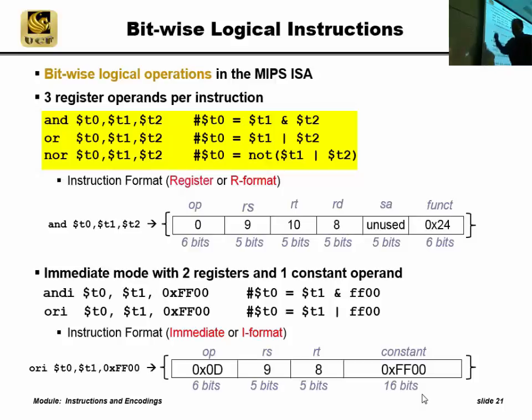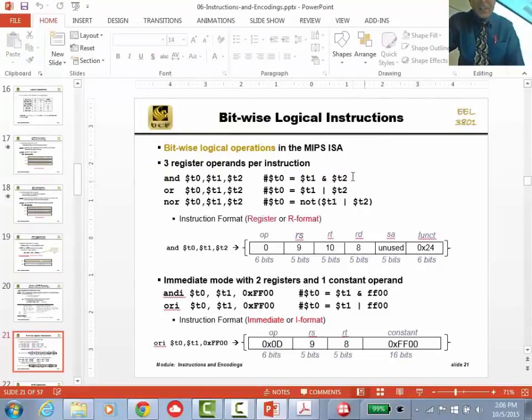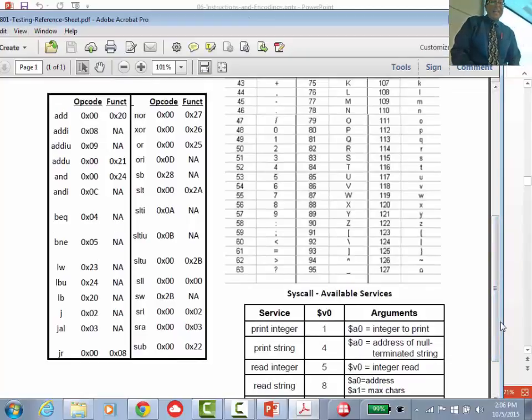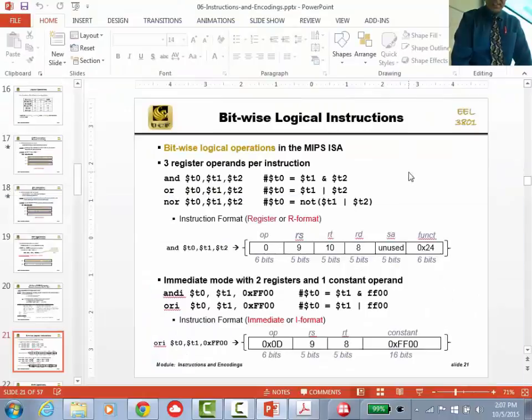So and, it's register and, not immediate and. What's a register and opcode? So it's and, right? Not add. So and, 0 24. 0 for op, 24 for funct. Sometimes they say funct, sometimes they say funk. Yeah, so we're good with that.